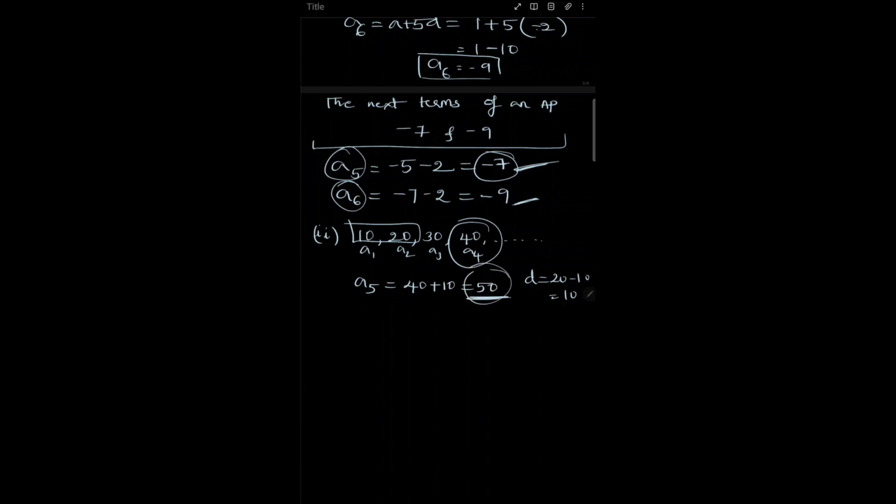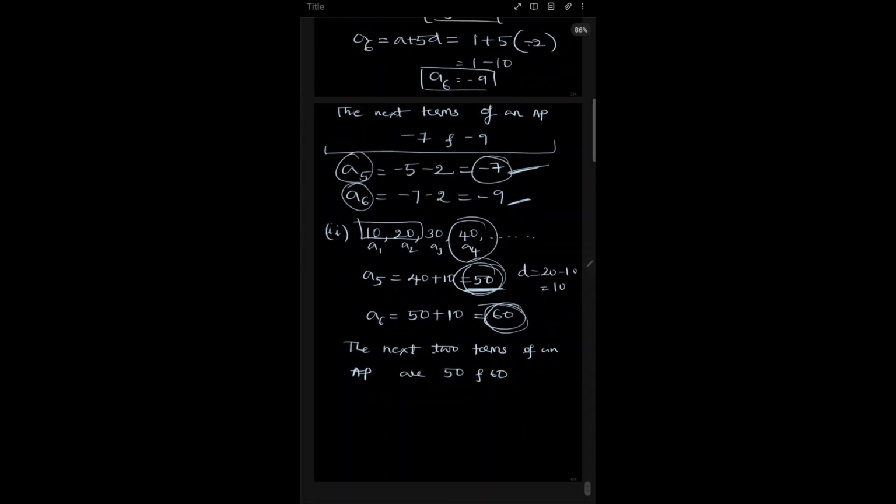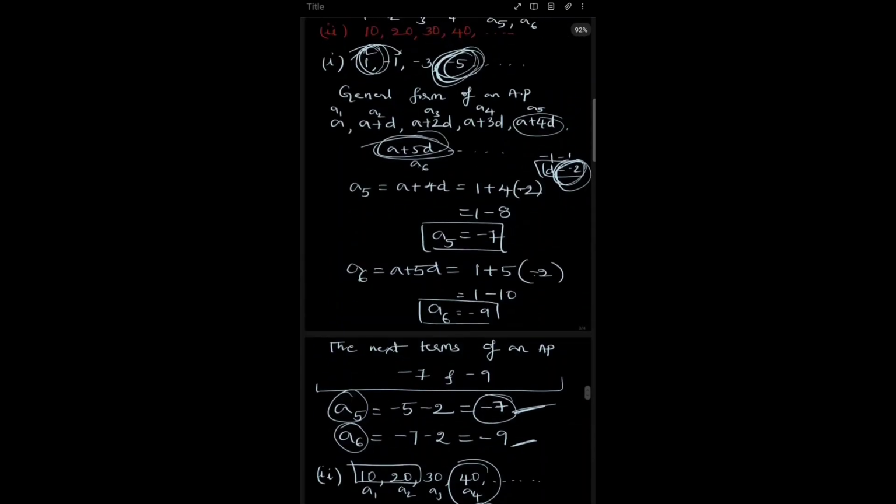Now this is the last term, to find the sixth term. The sixth term is equal to the last term 50 plus the common difference 10. I get 60. So this is the sixth term of this sequence. Therefore, the next two terms of the AP are 50 and 60. In this way, we find out the problems. Now, next we will move on to the exercise problems in the next class.